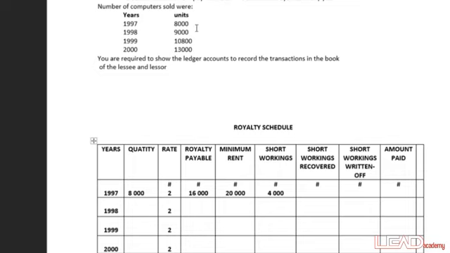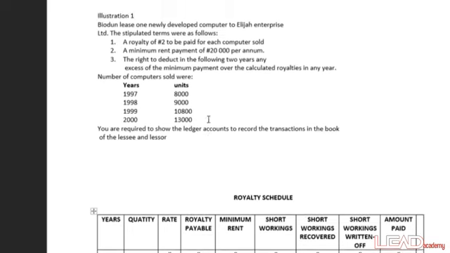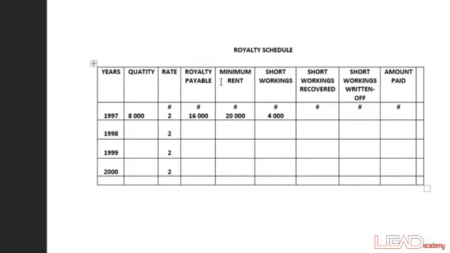So which means that the quantity that was produced in 1997 was not up to the minimum rent that Elijah Enterprise should pay. So he's going to have a loss of 4,000 naira because the landlord, which is Biodun, will not be able to take 16,000 naira as the royalty payable. The agreement that they had was that the royalty payable should be 20,000 naira, which is the highlighted amount there.